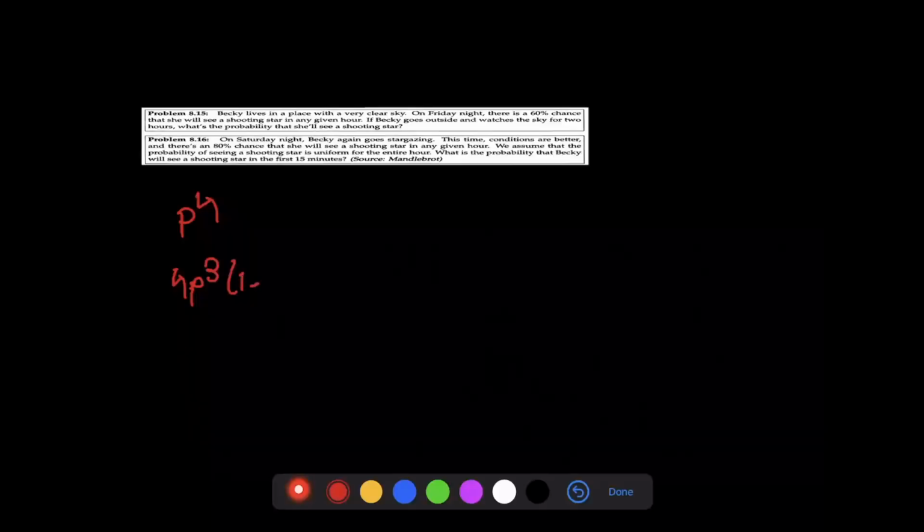Well, case 1, Becky sees a star in all 4 quarter-hours. Well then, p to the power of 4, if p is the probability of seeing it in the first 15 minutes. Case 2, well now you got 4p cubed times 1 minus p if she sees it in 3 of the 4. But this is a lot of work. What you can do is go back to complementary probabilities.